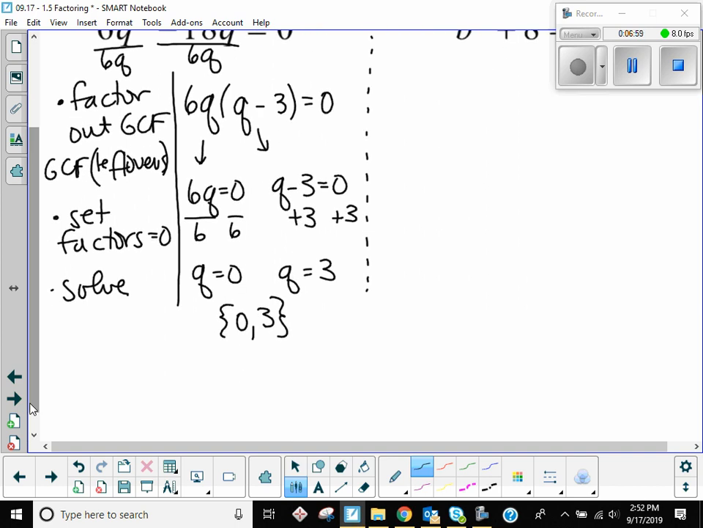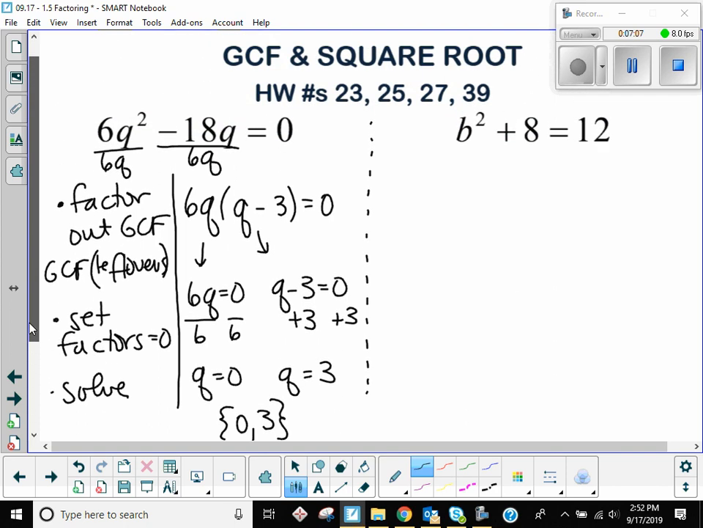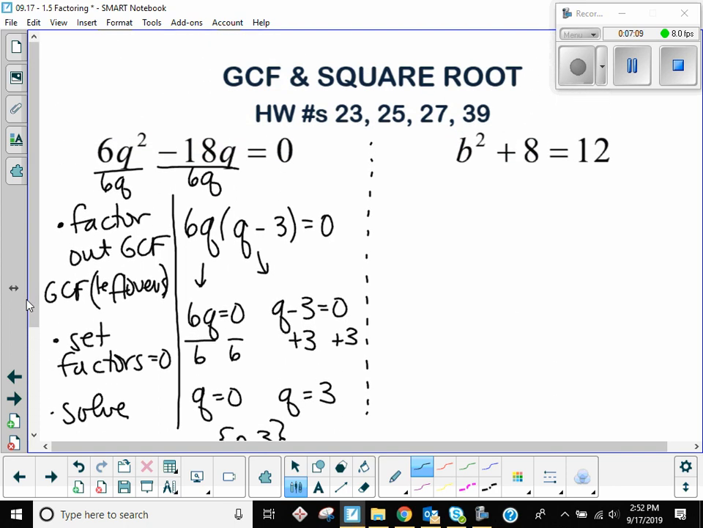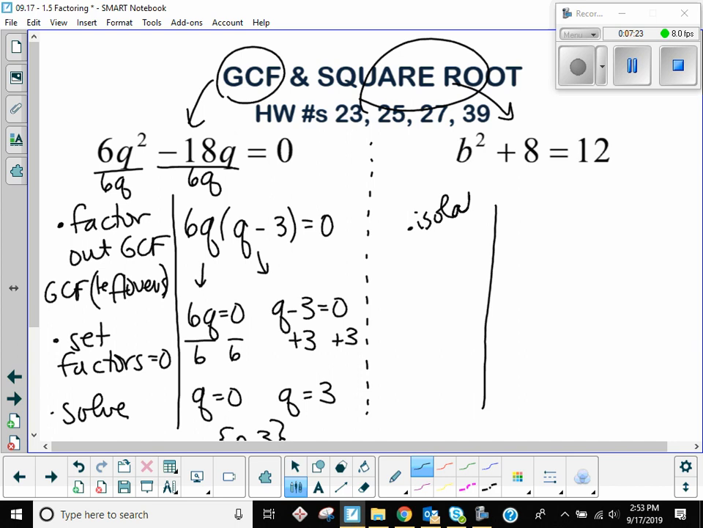The second example isn't really a factoring example. It's a solving example, but it's something we're going to use here in a little bit in another problem. You could technically factor this one, but I think square root's easier. So this one was our GCF example, and this one is our square root example. On the square root example, you want to isolate the B term before you take the square root of it, okay?